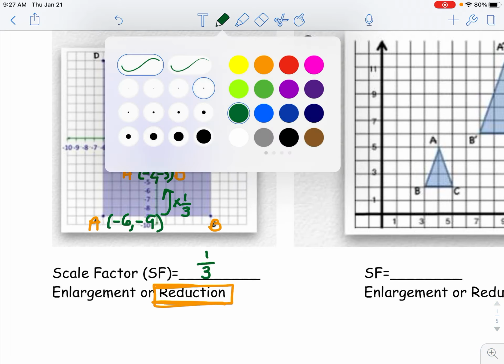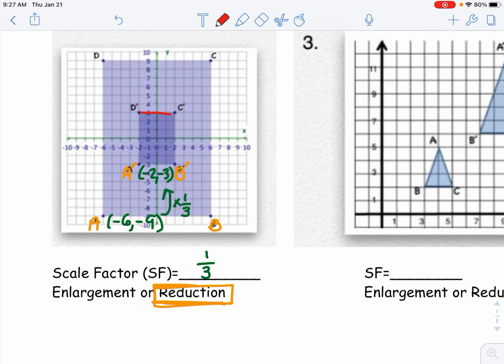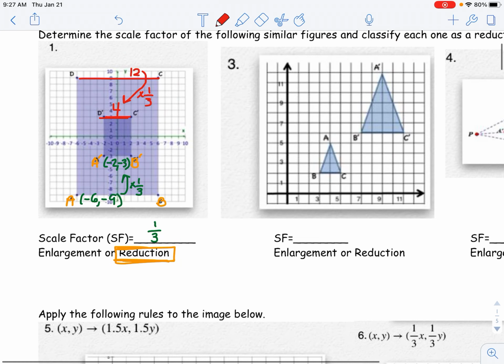And quickly, another way you can even think about it, you could pick any side. That length right there is 4, from D prime to C prime is 4, D to C is 12. How do you make 12 into 4? Well, you multiply by 1/3.